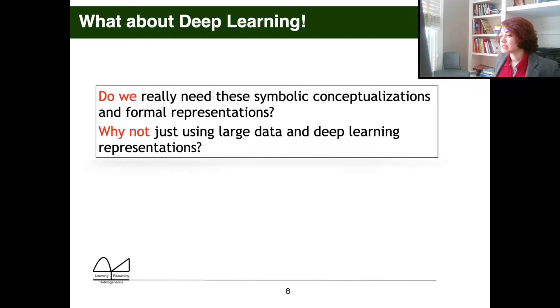However, nowadays, given the deep learning era, we often ask these questions: do we really need the symbolic conceptualization, let's call it, and formal representations? Why not just give large data to deep learning models and learn representations automatically?